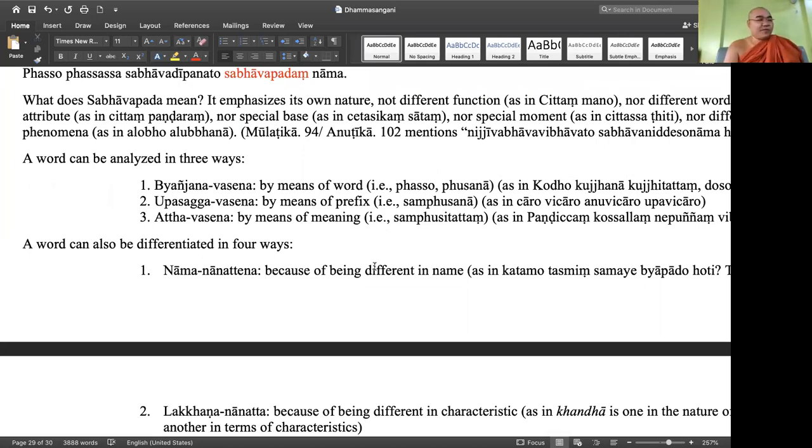For example, for the Phasa, if you have a Dhammasaṅgaṇī Pali book, then you can have a look. Phaso. Pusana, Sampusana, Sampusidadam, like that. Okay. So Pusana, Sampusana, Sampusidadam. This is how it goes. I don't know in English how to say it. Maybe playing with the words, playing the same word in a different style.